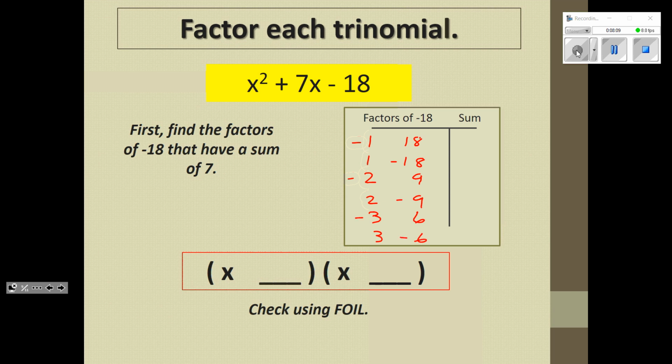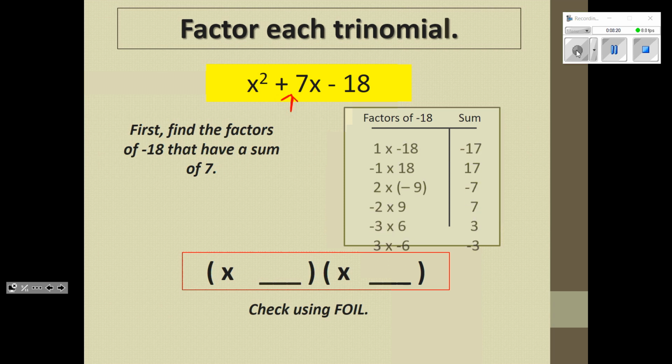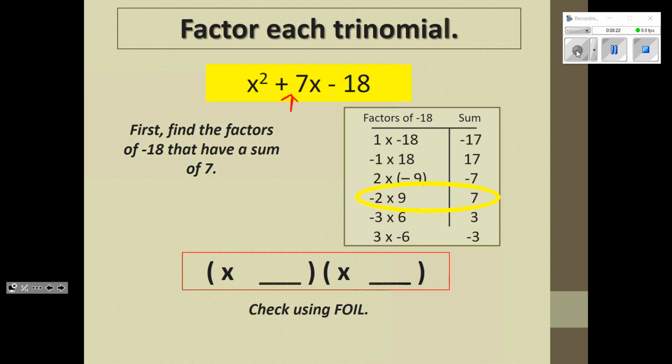But we want it to result in a positive 7 when you add. So when I look at this list, I see right here that negative 2 and 9 would result in a positive 7. That's how I go through the thought process when I'm doing it. So we write down x minus 2, x plus 9.